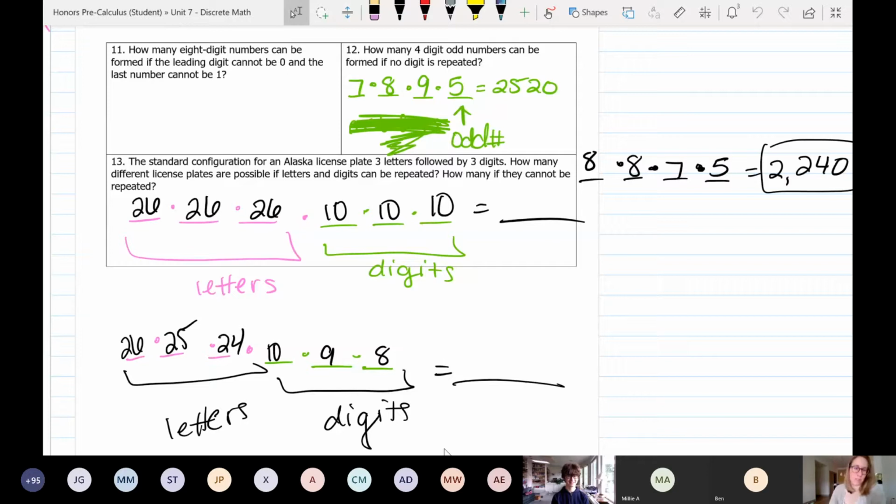And there we go. So then you just multiply. So those are the differences. If you're allowed to repeat, you're always going to have more answers, more options than if you're not allowed to repeat. You're always going to end up with something smaller if you're not allowed to repeat. So that's always something to watch out for. But yeah, that's number 13.